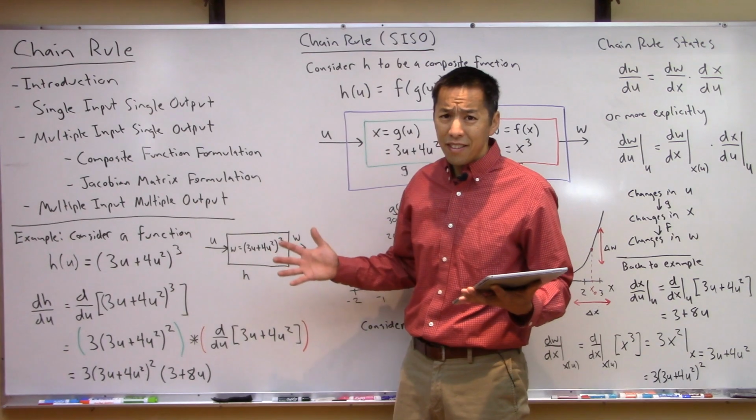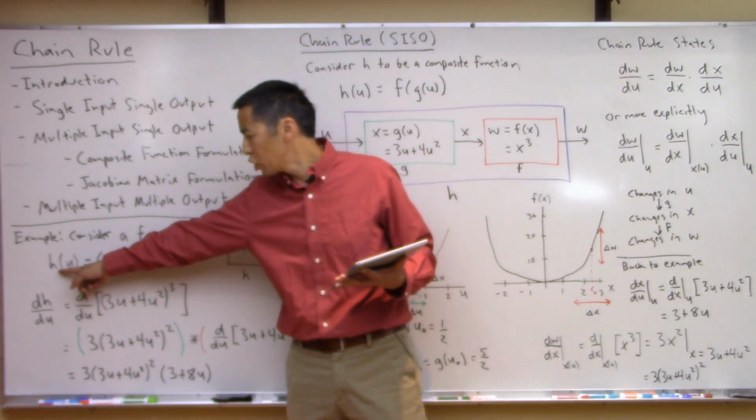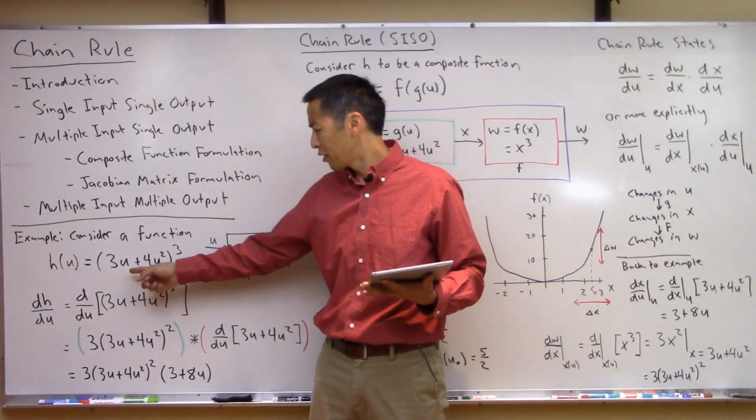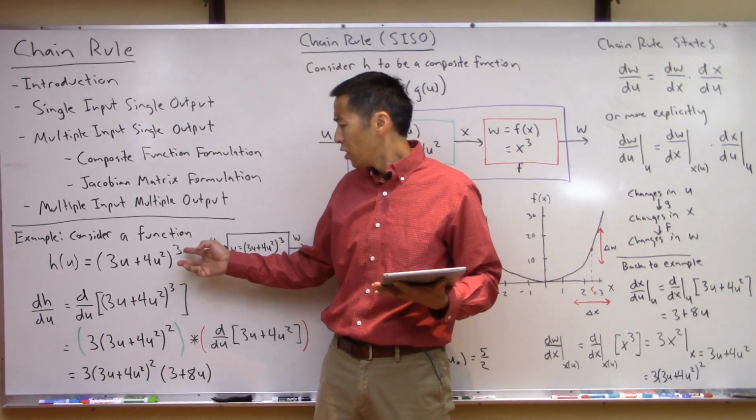All right, so to set the stage for the chain rule, let's just consider a really simple function here. I've got some function h. It's something like this: 3u plus 4u squared, and then that quantity cubed, okay?